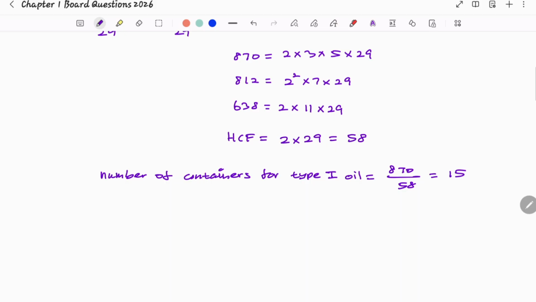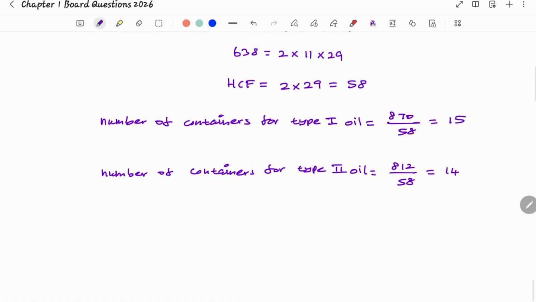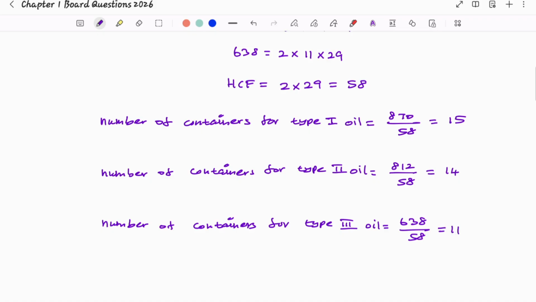Next, to find the number of containers for type 2 oil, type 2 oil volume is 812. So the number of containers for type 2 oil is 812 divided by 58. When we divide these two, it's exactly 14 times. Next, find the number of containers for type 3 oil. So number of containers for type 3 oil is 638 divided by 58, which is equal to 11.